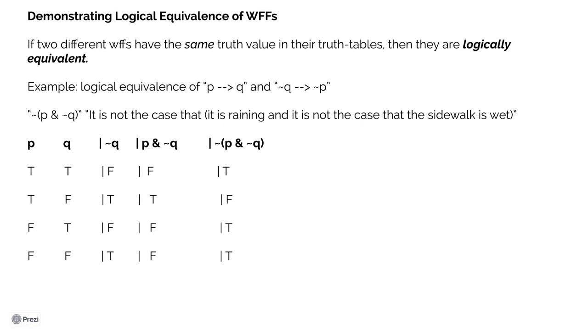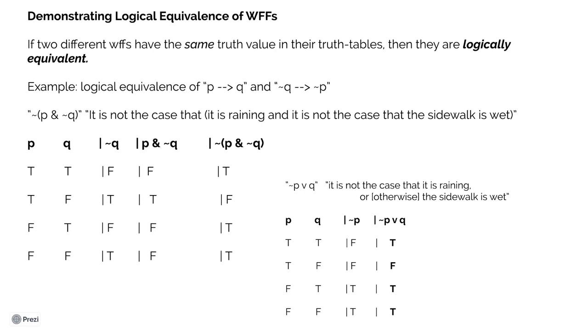Now compare that to the proposition, not P or Q. It is not raining, otherwise the sidewalk would be wet. When we work out this truth table, we also find lines 1, 3, and 4 are true, and line 2 is again false. This means that the proposition, not P and not Q, is logically equivalent to the proposition, not P or Q. So we could use either form to argue our case.